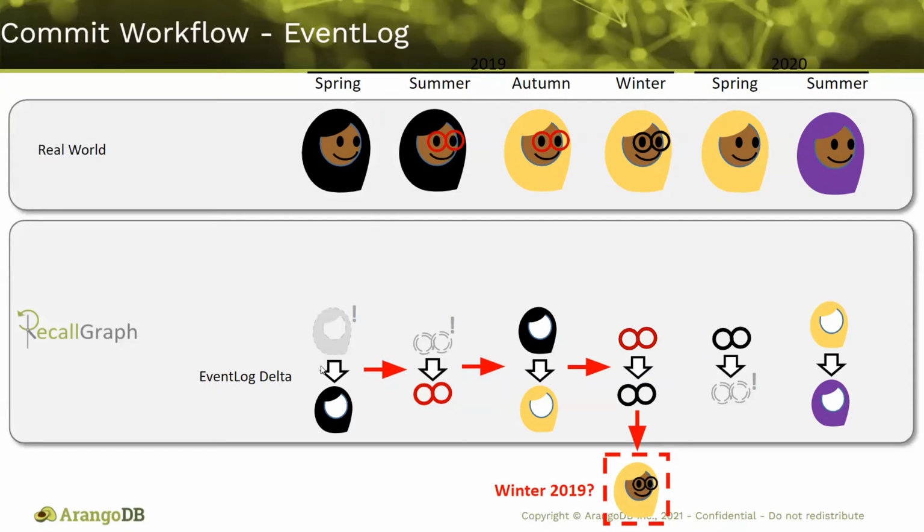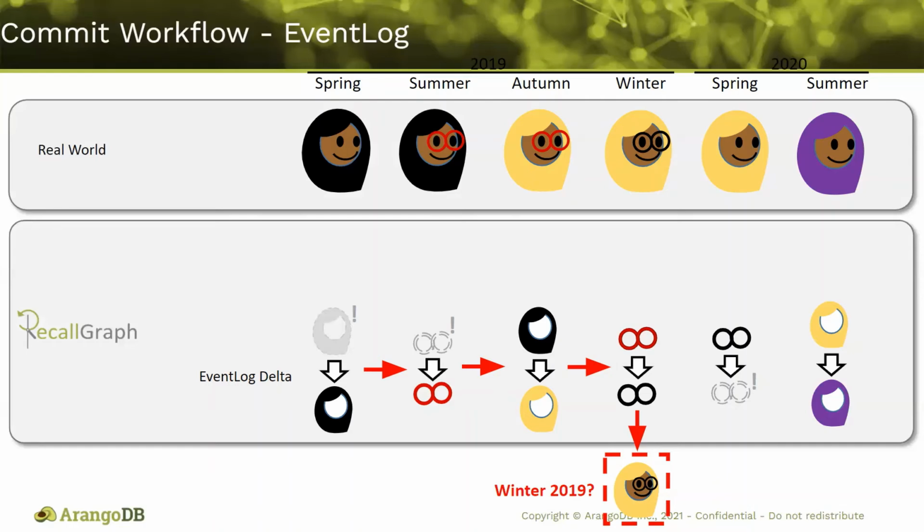So here we see that the event log starts here with black hair, and it plays these deltas in sequence to finally arrive at the state of, generically speaking, an object at any given point in time.